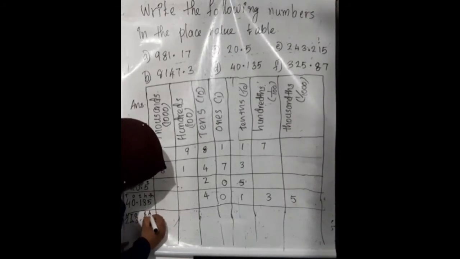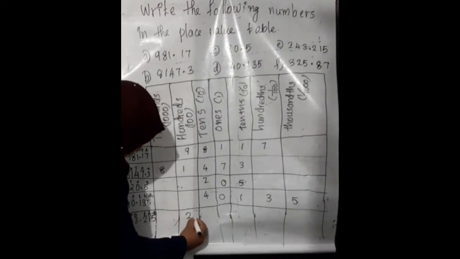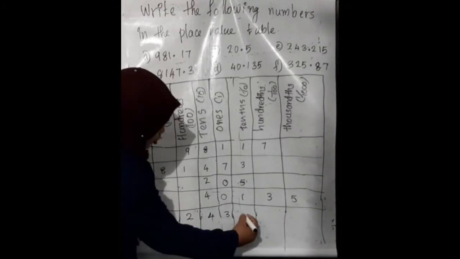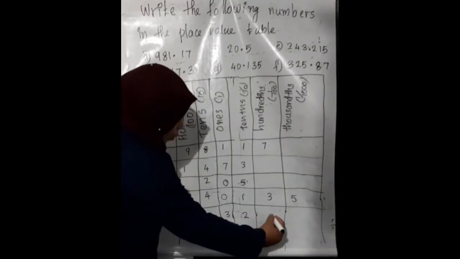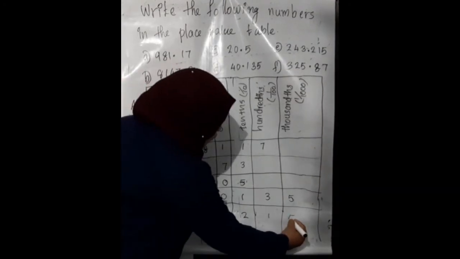243.215. So how will we write? Yes, we have to write their place values on the top: ones, tens, hundreds, tenths, hundredth, and thousandth. Then 2 is in the place of hundreds, 4 is in the place of tens, 3 is in the place of ones, then after the point in tenth we have 2, in hundredth we have 1, and in thousandth we have 5.